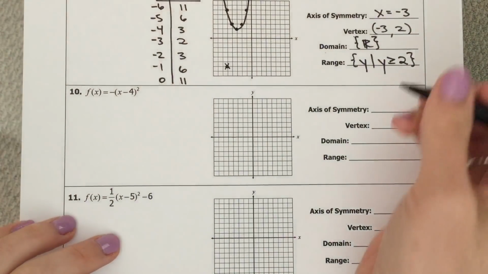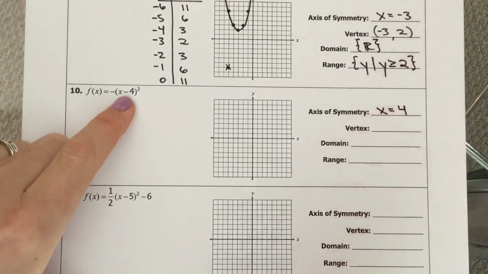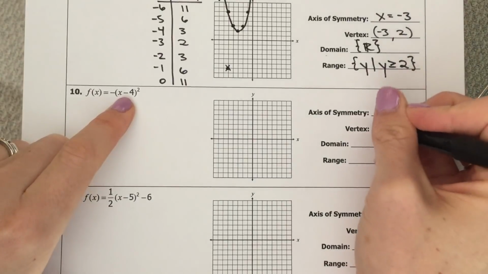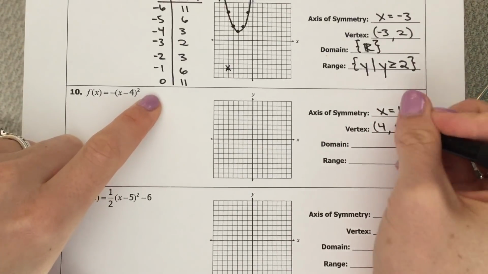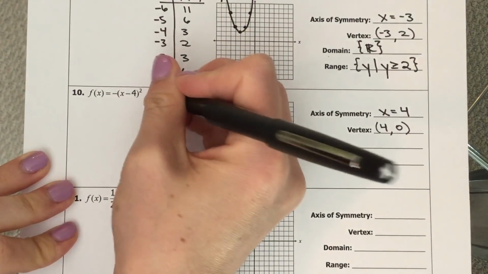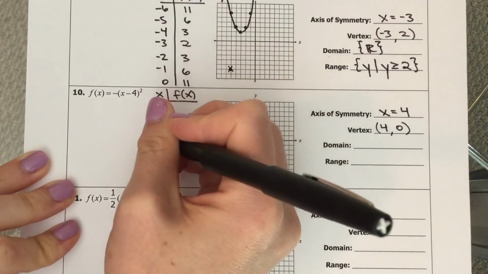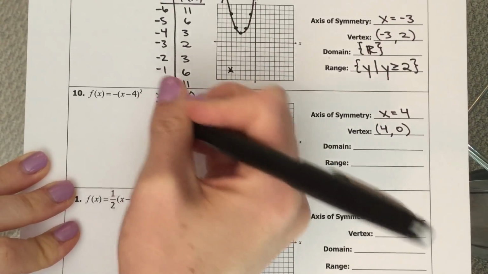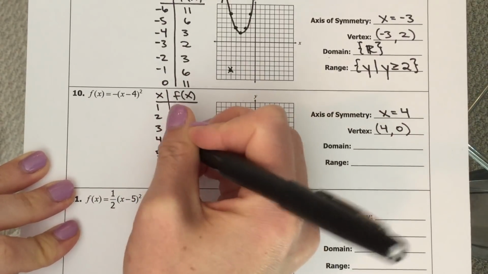So this one, our axis of symmetry is still the opposite of this. So x equals a positive 4 is my axis of symmetry. My vertex uses that value for the x and then whatever value is here for the y. So for that one, it would be a 0. And let's set up our table. Okay, so the positive 4 goes in the middle. And I know that's 0.